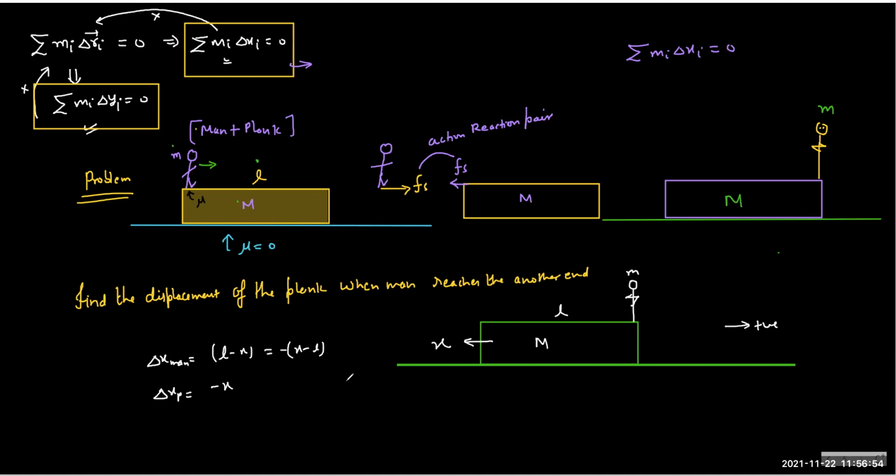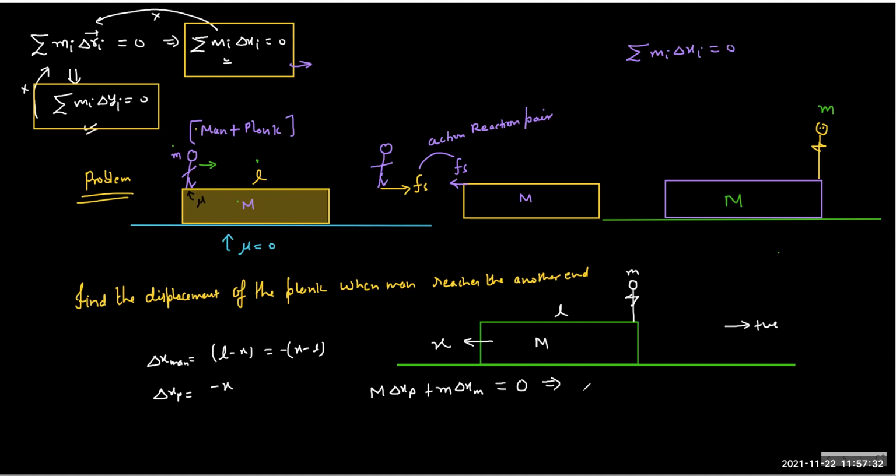And then the formula says that the individual mass moment shift, not displacement, should take place in such a way that capital M into delta x plank plus small m into delta x man must add up to 0, because that is how we save the center of mass from shifting at all. We don't want the center of mass to shift, and why it should not shift we have already discussed.